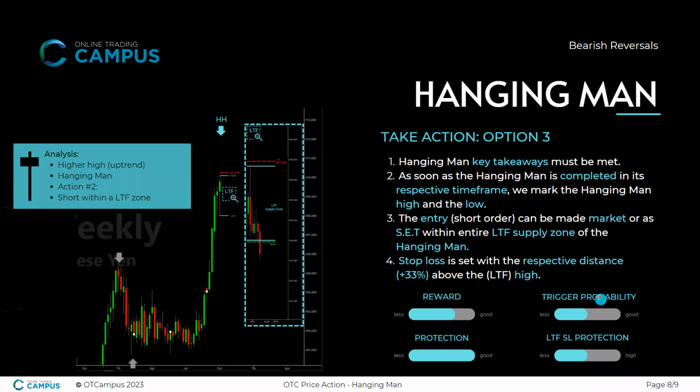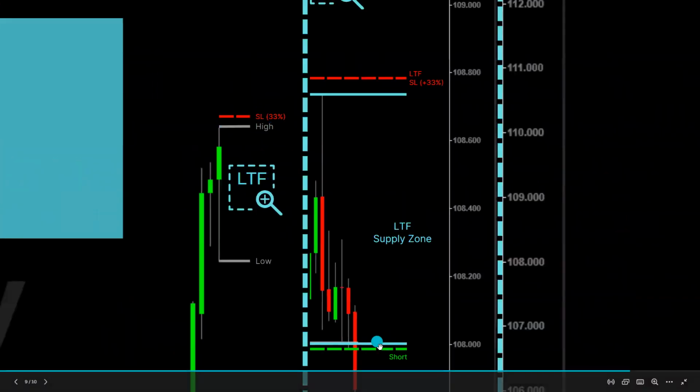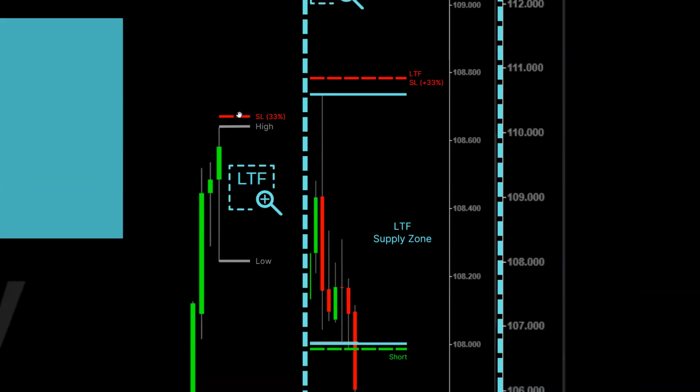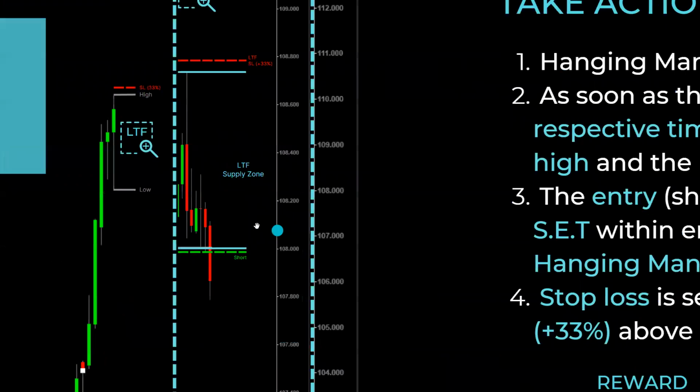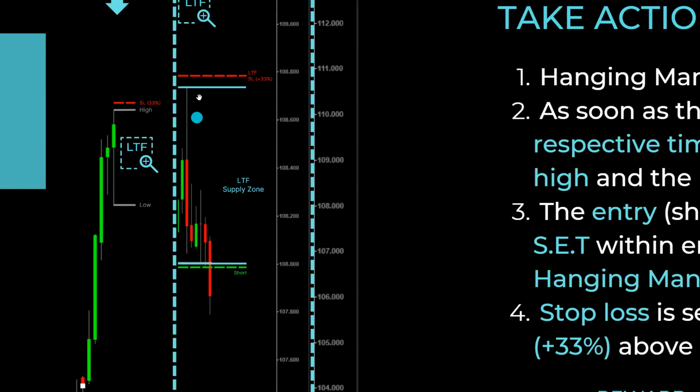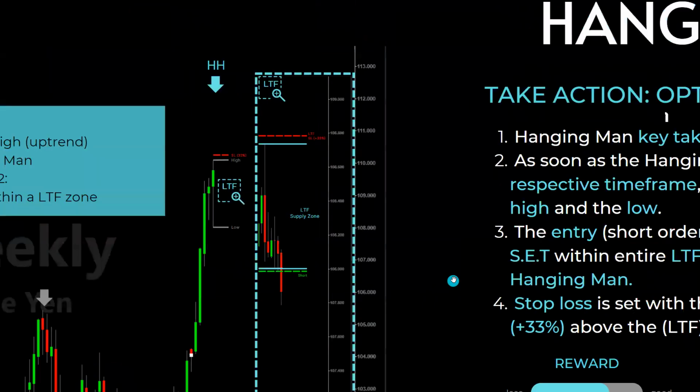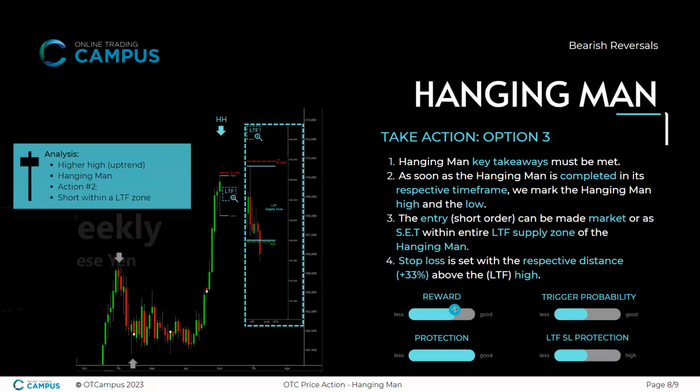Number 4, stop loss, and we have 2 options for our stop loss. Number 1, the stop loss is set with a respective distance plus 33% above the high. That means here you can use this as your entry, 108, and then a stop loss above the weekly hanging man candle, or above the lower time frame high. That means you go into the lower time frame here for your entry and also for your stop loss. Move your stop loss 33% above the distal line of your lower time frame supply zone. Reward is better, right? Could definitely be amazing, right?